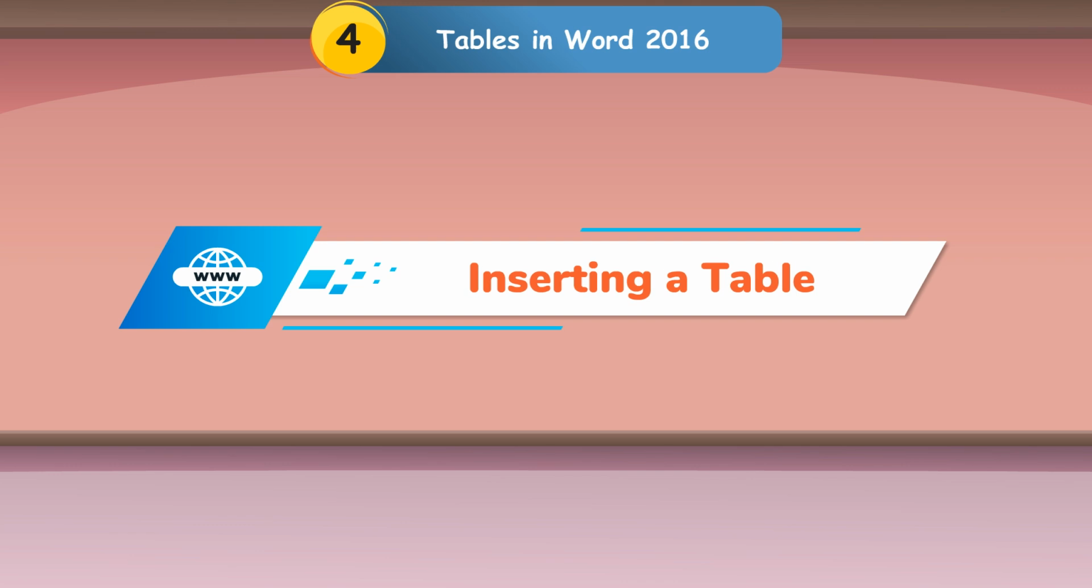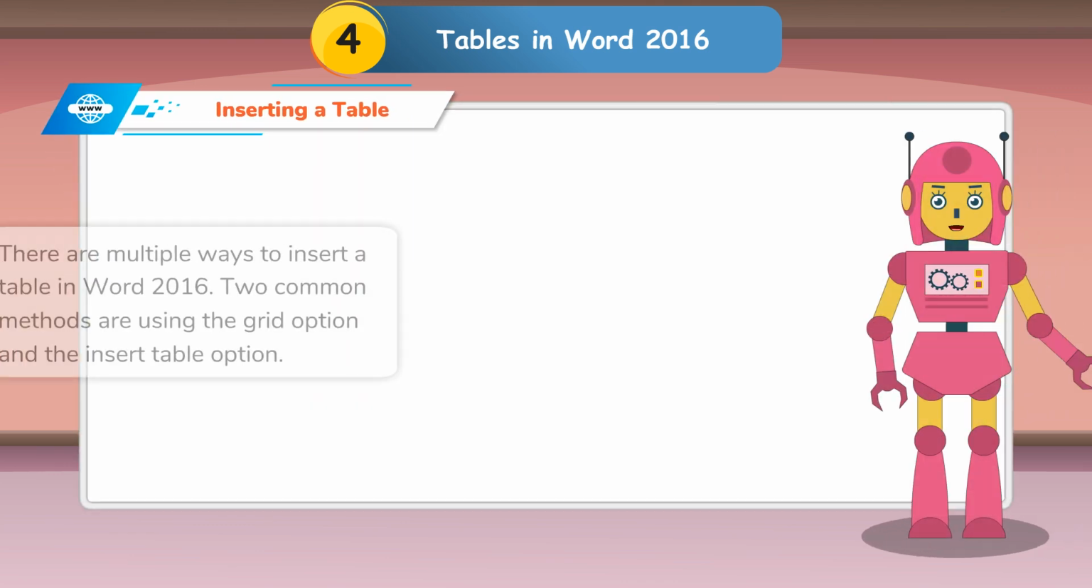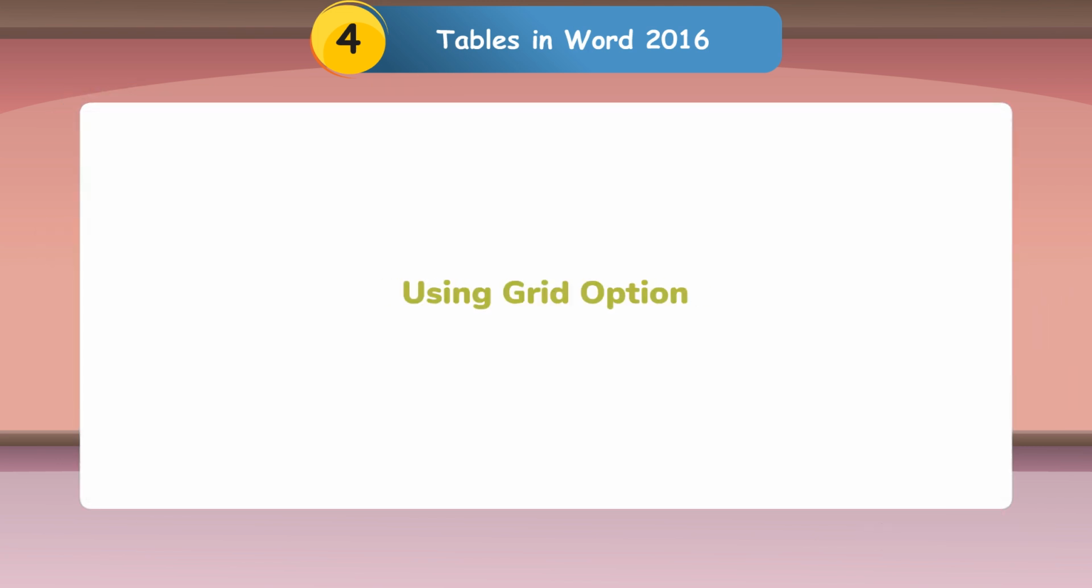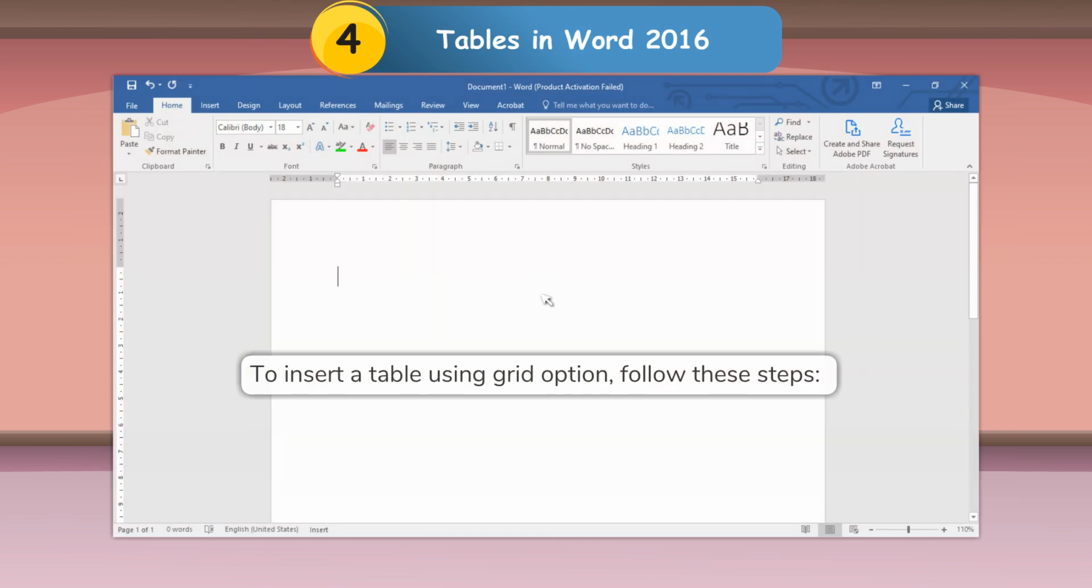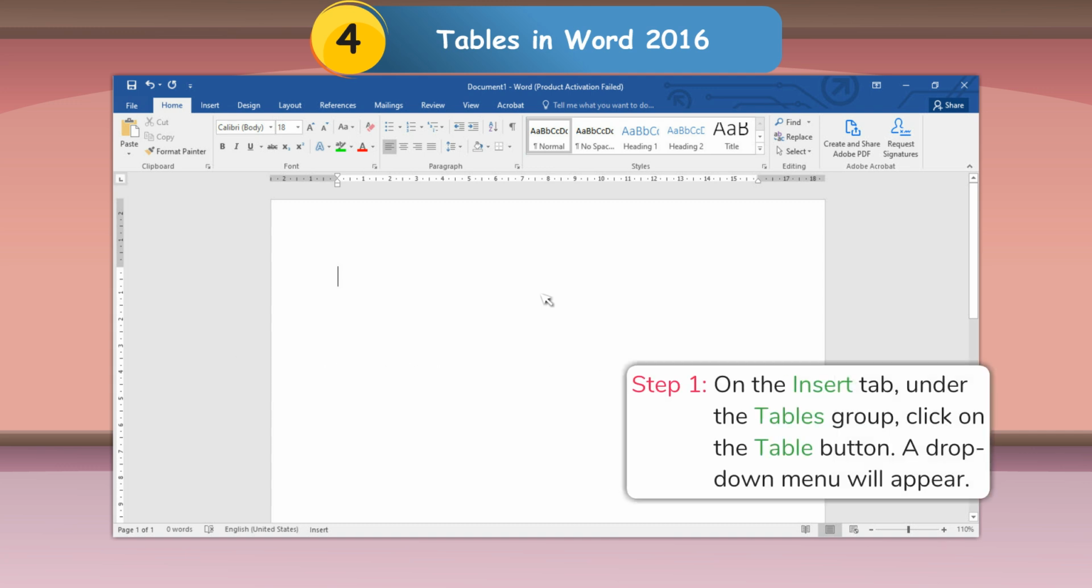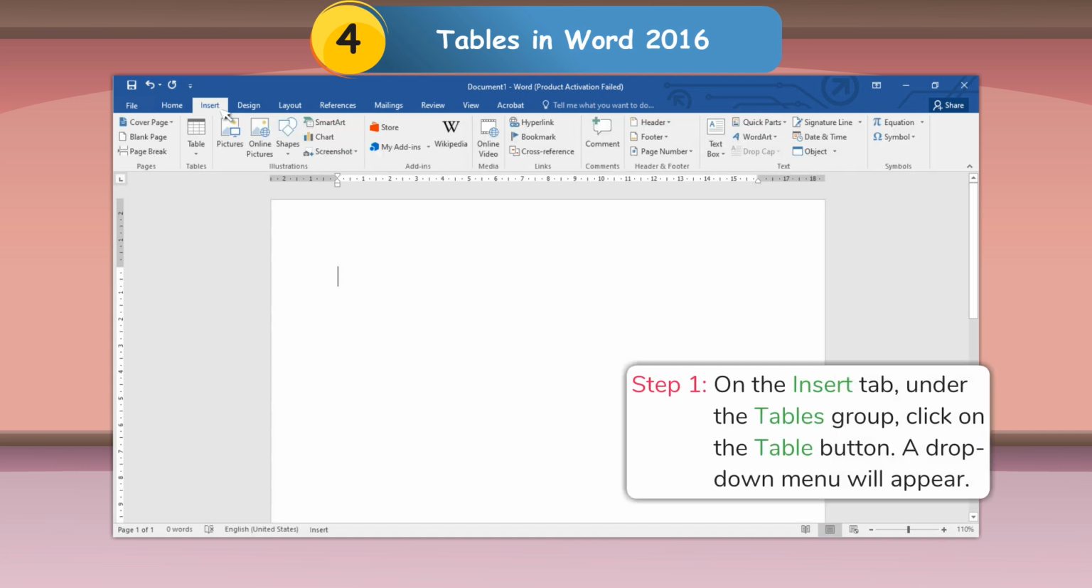Inserting a table. There are multiple ways to insert a table in Word 2016. Two common methods are using the grid option and the insert table option. Using grid option. To insert a table using grid option, follow these steps. Step 1. On the Insert tab under the Tables group, click on the Table button.